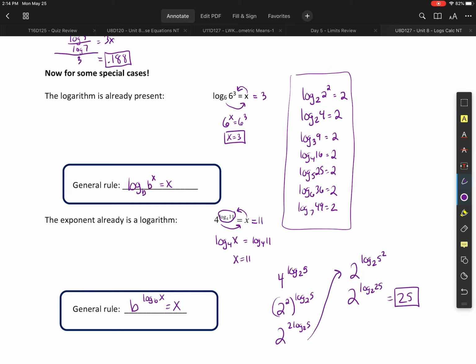So not every time is it so obvious. Sometimes it takes a little bit of work, but it's there. Look for these rules, look for these tricks. They help you out, they make your life easier in these situations.